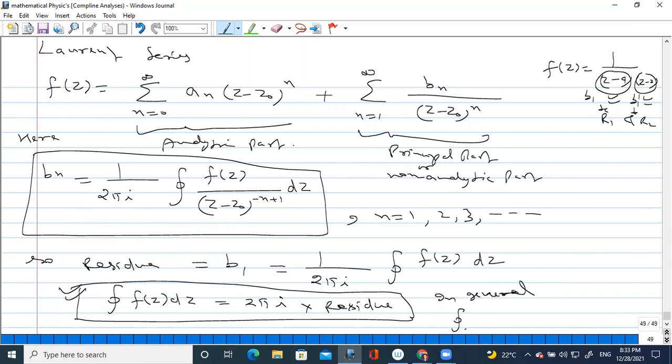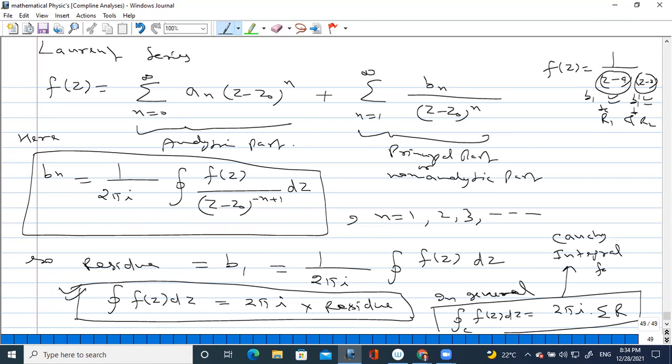the closed integral, this is the closed integral over C, of f(z) dz will be 2 pi i into summation of residues. So in general, this is the final formula, and this formula is known as the Cauchy integral formula. Okay, so it is very simple to find the integral now. Just find the residue. If there are many residues, just take the summation of them into 2 pi i. Then you will get the answer. Note down it.